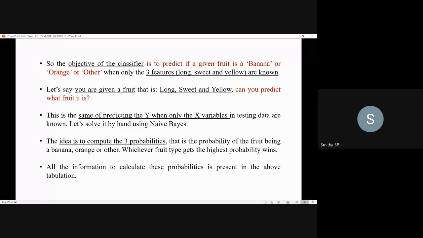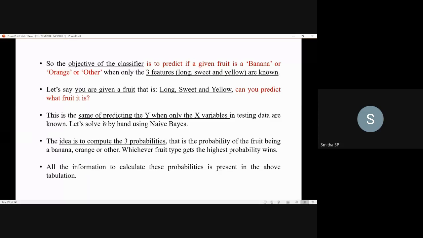So what are the features? You have been given one fruit and they have not said what fruit it is, but they have given the features the fruit has. That is, long, sweet and yellow are the features that the fruit has. Now your job is to predict what fruit it is. So how to predict this? For that prediction, we will make use of the naive Bayes analysis.